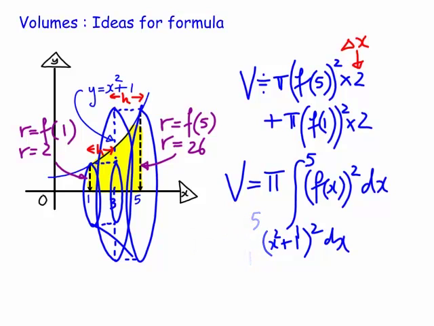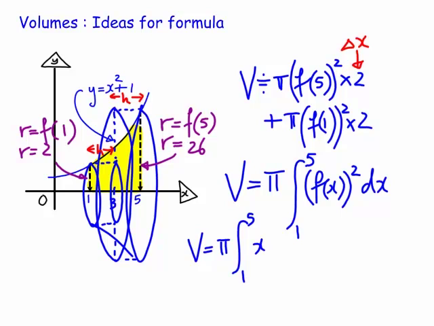So we're going to need to expand that out. Let's expand it out. The volume would equal pi, still from 1 to 5, and x squared plus 1 all squared is x to the power 4, plus 2 lots of x squared, plus a 1 times a 1, which is 1. And we have to integrate all those bits and then evaluate them from 1 to 5.